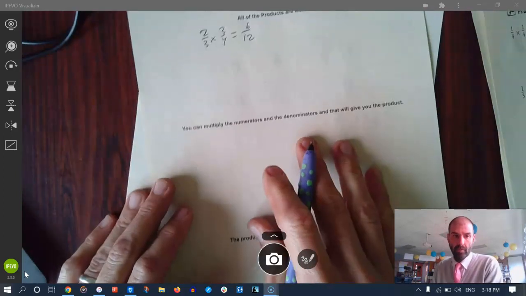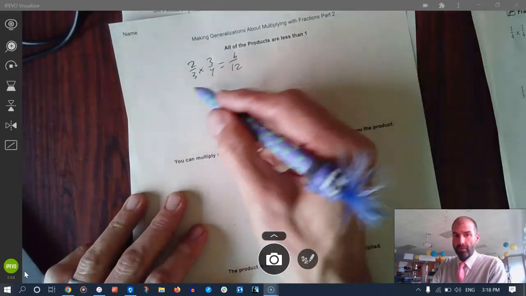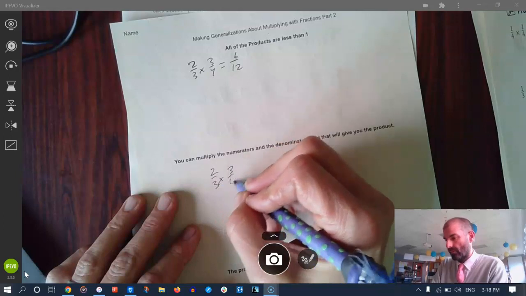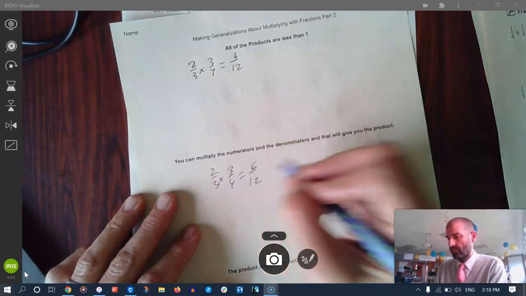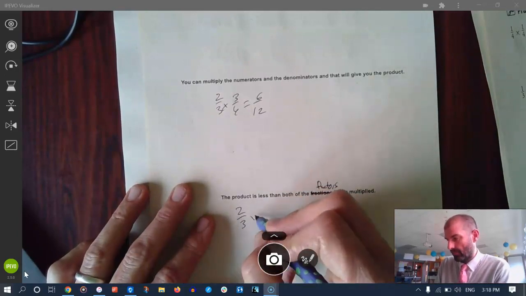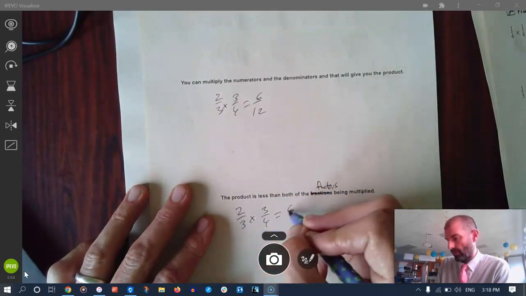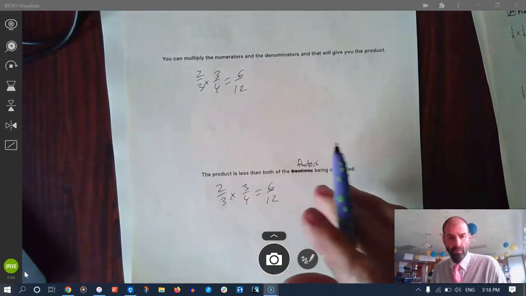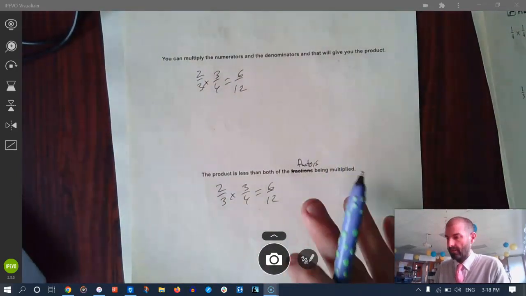All right. Did I multiply the numerators and the denominators? Yep. So that's 2/3 times 3/4. The product is less than both? Yeah, absolutely. So 6/12 is 1/2. That is less than 3/4. It is less than 2/3. Let's see the next one.